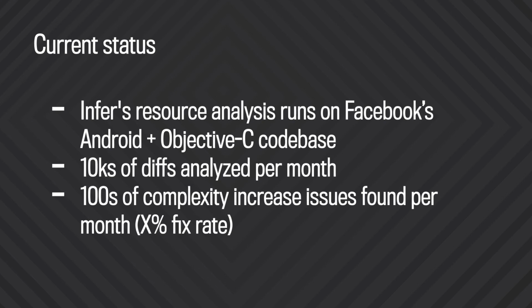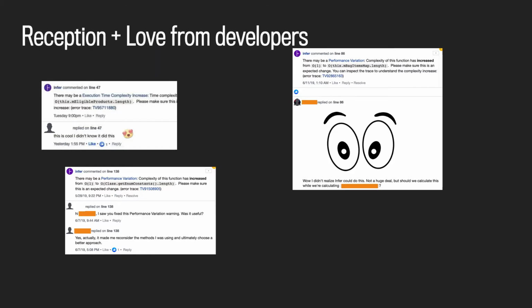and recently we enabled a new integration for its Objective-C codebase. Each month we are running over thousands of diffs, and we are catching hundreds of complexity increase issues. I want to briefly share a few anecdotes and the reception we get from developers. Most of them are surprised that Infer can automatically do such an asymptotic analysis. For instance, they say, oh, this is cool, I didn't know it did this. Or they look at the issue and say, wow, actually this made me reconsider the methods I was using and ultimately choose a better approach.